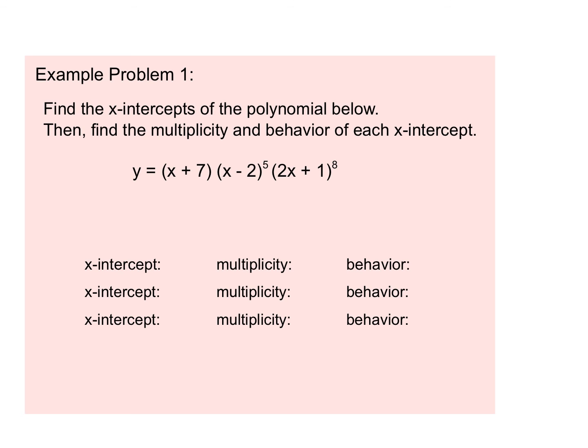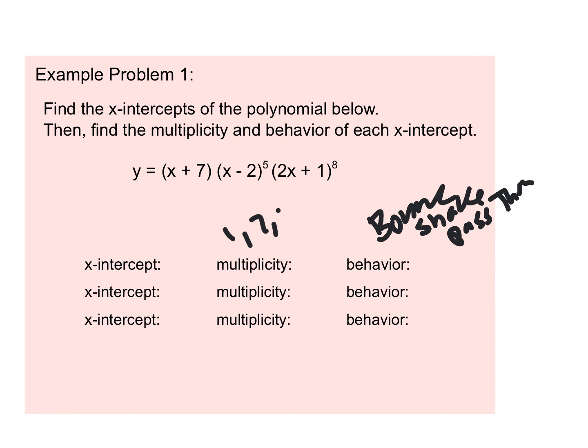A lot of it's just like, tell me the x-intercept, same as the 0. Tell me the multiplicity, which is like bounce. No, wait. Behaviors. Here, let's write these out. This is bounce or snake or pass through. This is like 1, 2, or 3. This is a multiplicity. And the x-intercepts, those are these three guys.